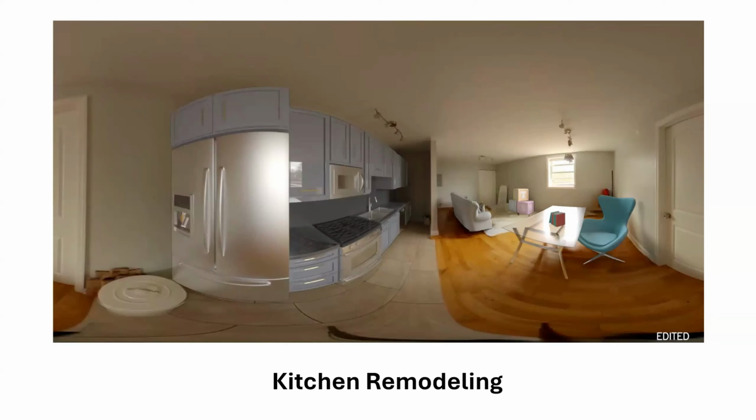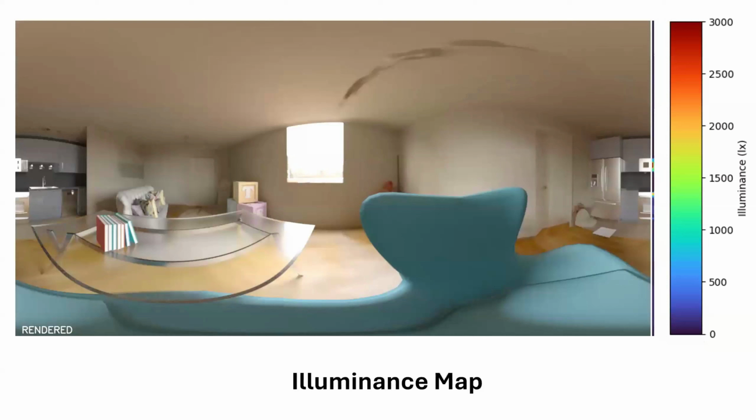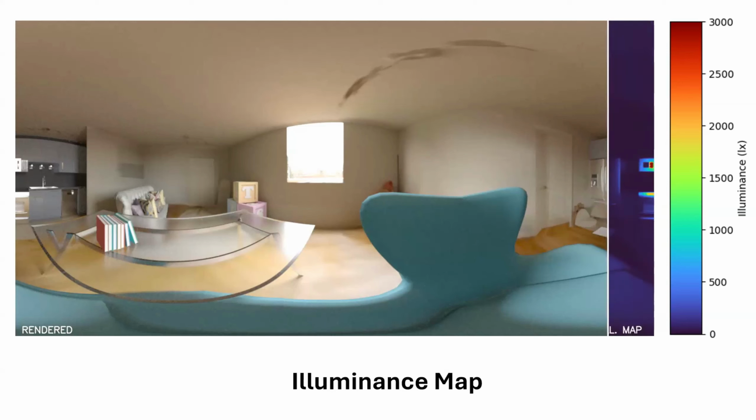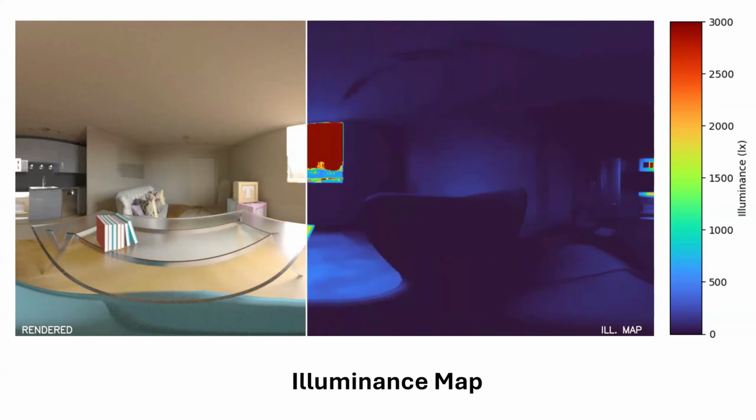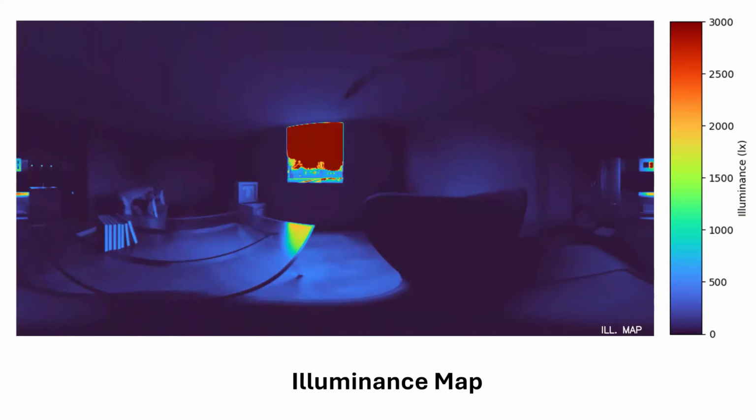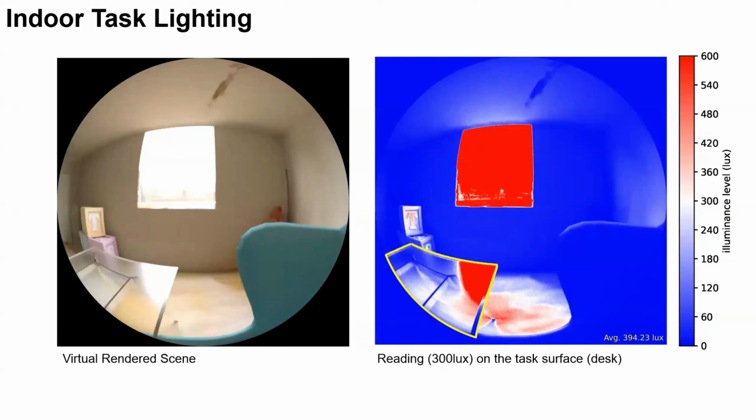And now the question is, I didn't change the view position here. For indoor lighting analysis, not just for photorealistic rendering, we also care about the absolute illuminance map. The RGB image maybe looks decent, but if we convert it into an illuminance map, it's a different story. Here, the left image shows a virtual rendered scene cropped from the panorama, and the right image shows indoor task lighting. For example, if I want to do reading, the target illuminance is 300 lux on the task surface. So I set up 300 lux as a benchmark. We can see some areas are underlit, some areas are overlit.